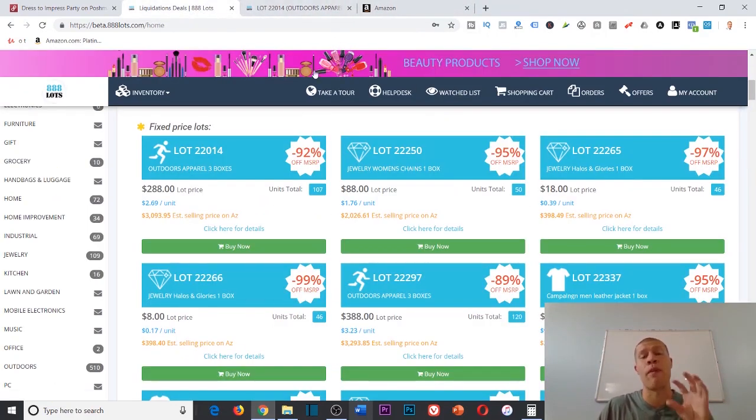Let me show you an example of a pallet that I identified is a good pallet. Not talking about the jewelry anymore, okay? That's just a little side note, a little side kind of bonus tip for you. Not talking about the individual sourcing. That's just a little side tip, little bonus for you.